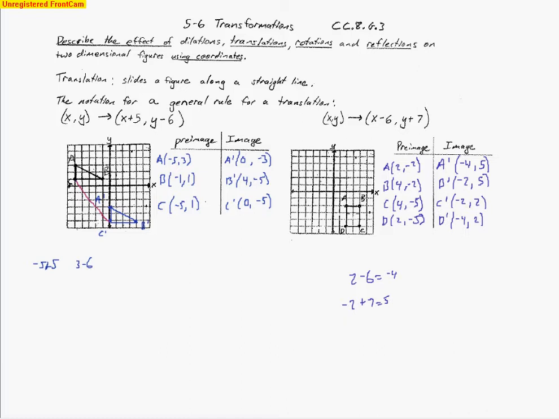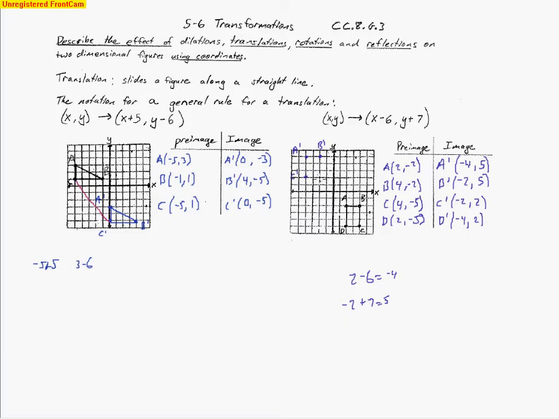On the coordinate plane, I'm going over 4 spaces to the left this time and up 5 spaces. Puts me right there, and then I can just label that A prime. And then 2 spaces to the left, up 5, puts me right there, that's B prime. And then 2 spaces to the left and up 2 spaces, puts me right there, and that is C prime.